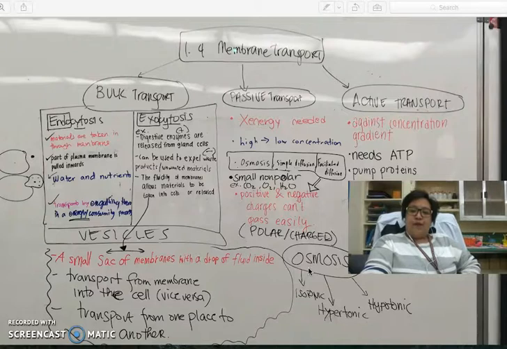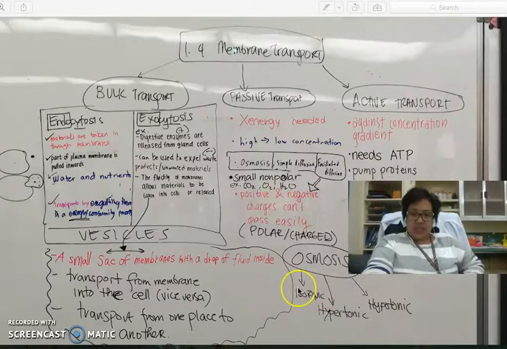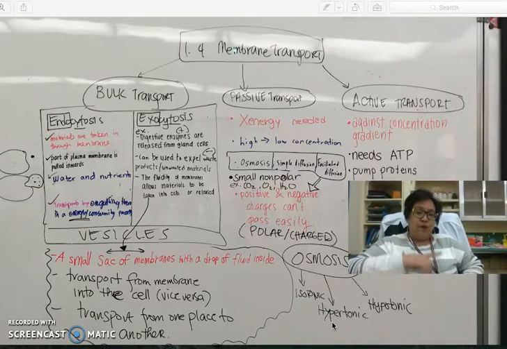Now, just a review, if the solute concentration of the inside of the cell is the same as the solute concentration on the outside of the cell, then the cell is said to be in an isotonic solution. If my cell is placed in a solution with a lot of solute concentration, then the cell is said to be in a hypertonic solution. That's what's going to happen to the cell if it's put in a hypertonic solution. All of the water will go out of the cell and it will diffuse out of the cell. Therefore, the cells will shrink.